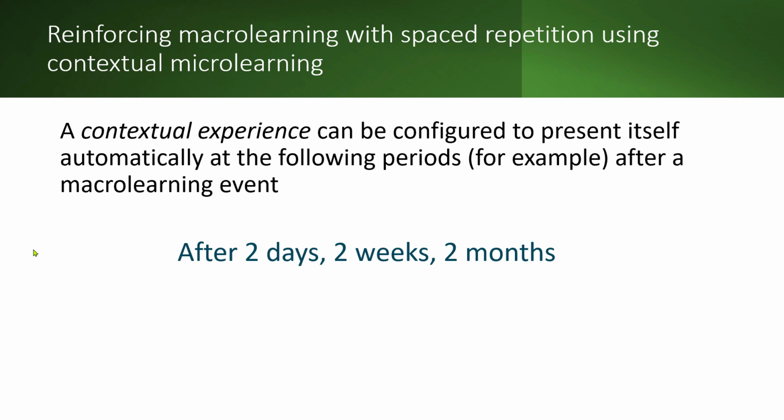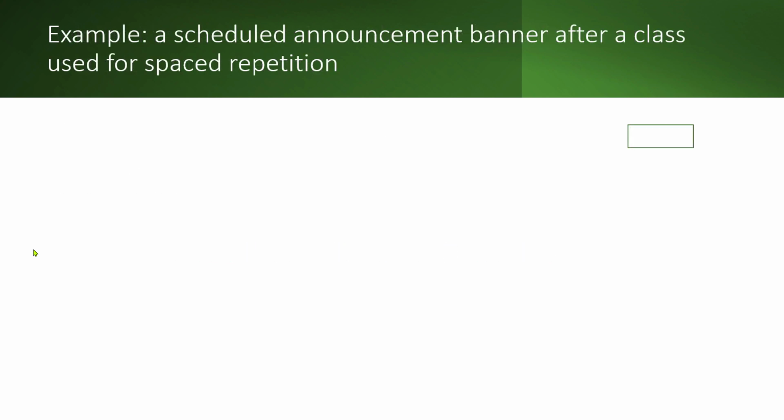Something specifically happens within the learner's, the employee's environment that gets them re-engaged with that learning that took place before. Let me give you an example. Let's say a scheduled announcement banner comes up automatically after a class has already concluded, for spaced repetition of learning. I'm sure you're familiar with spaced repetition, which works really well.